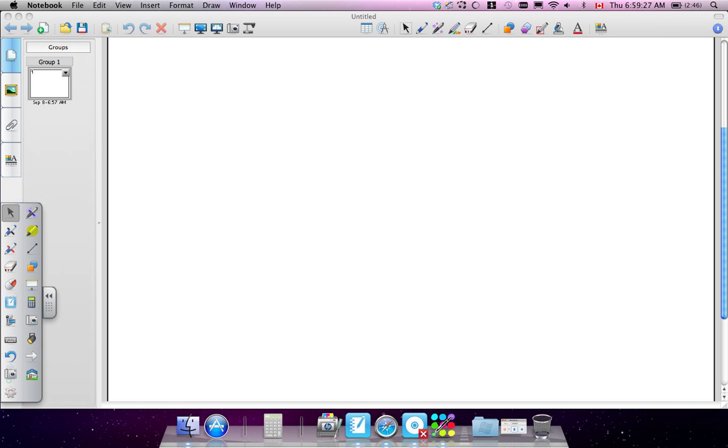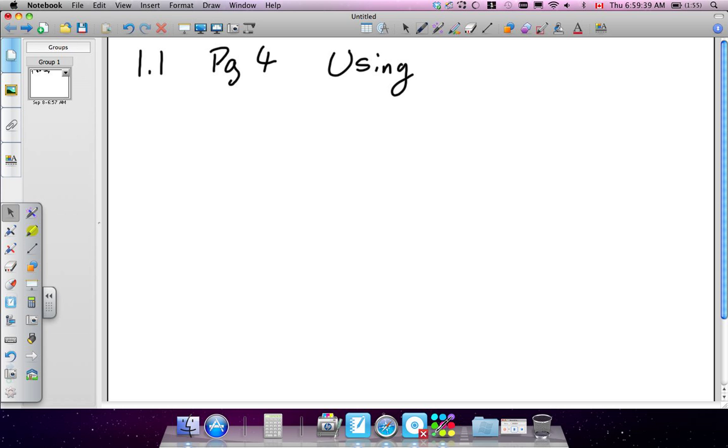Okay, Katrina, the first lesson is number 1.1 on page 4, right? And it's called using multiples. So I'm just going to explain to you what multiples are. Multiples are what a number multiplies to. So for instance, I'll give you a bunch of examples here.